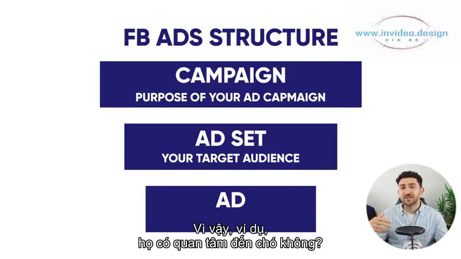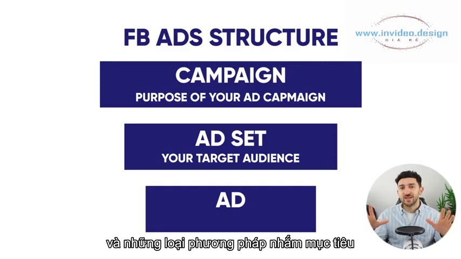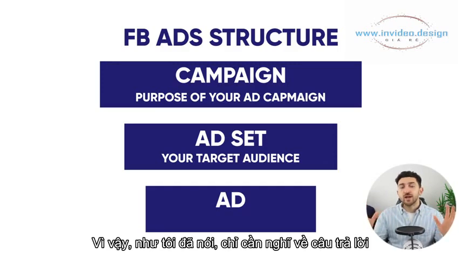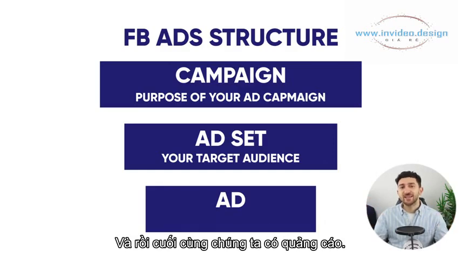So for example, are they interested in dogs? Are they married or are they in a relationship? And these types of targeting methods that you can use on Facebook. So like I said, just think of the ad set as who you actually want to go and see your ad. And then finally we have the ad itself.